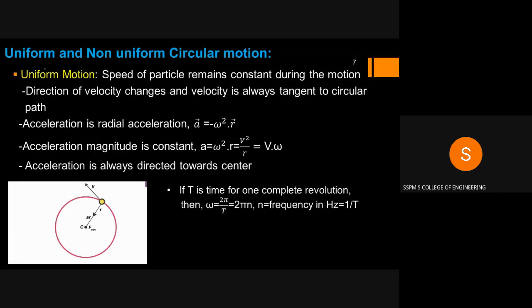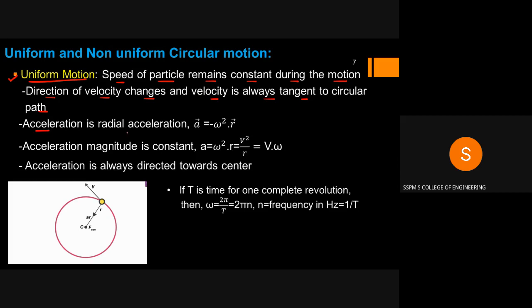Now let us see the uniform and non-uniform circular motion. Uniform circular motion means the speed of the particle remains constant during the motion. So speed is constant and the direction of the velocity changes, and the velocity is always tangent to the circular path. So in circular motion, the direction of the linear or tangential velocity is always changing, but in uniform circular motion, its speed will remain constant.